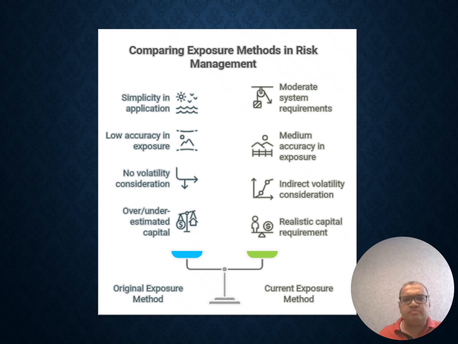On the other hand, the current exposure method, because it factors into account the mark to market, requires a modern system, because you have to calculate the mark to market. You need to have the ecosystem, the systems in place to calculate them. Medium accuracy in exposure, yes, because mark to market is factored into account, so its accuracy is better. Indirectly, volatility consideration, yes, because you introduce the concept of mark to market, which means you will factor into account how much that FX contract is worth right now. Mark to market could change depending on the changes in the economic environment, and that is why there's an indirect volatility consideration as well.